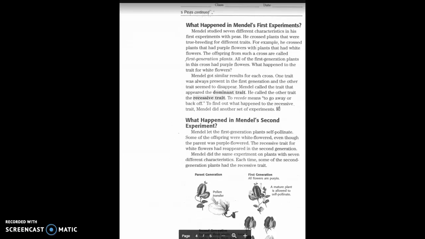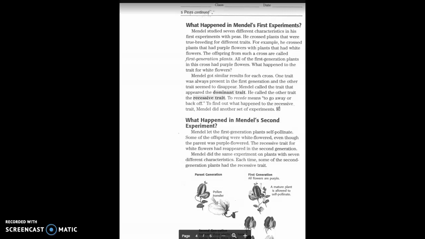What happened in Mendel's first experiments? Mendel studied 7 different characteristics in his first experiments with peas. He crossed plants that were true breeding for different traits. For example, he crossed plants that had purple flowers with plants that had white flowers. The offspring from such a cross are called first-generation plants. All of the first-generation plants in this cross had purple flowers. What happened to the trait for white flowers? Mendel got similar results for each cross. One trait was always present in the first generation and the other trait seemed to disappear. Mendel called the trait that appeared the dominant trait. He called the other trait the recessive trait. To recede means to go away or back off.